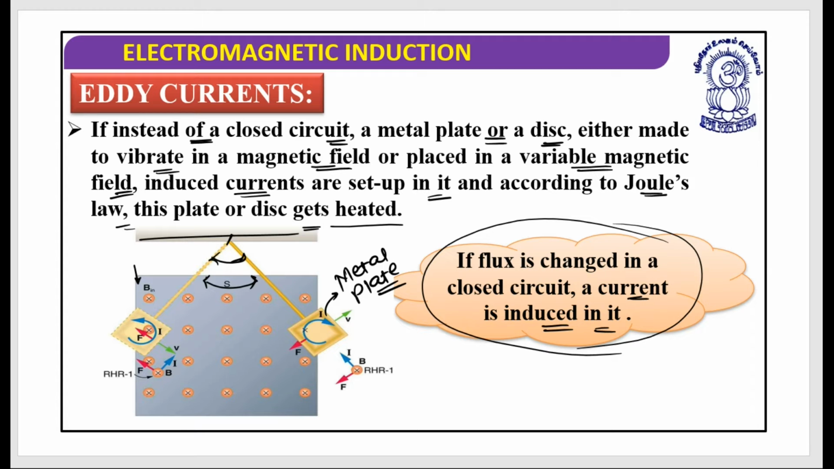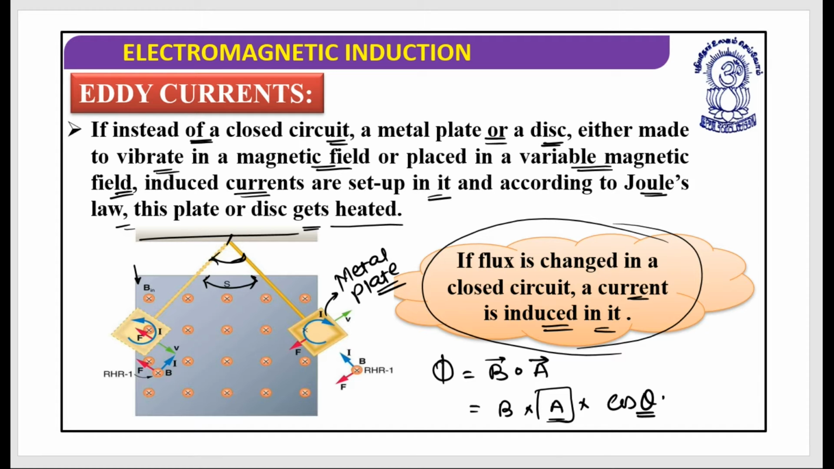So remember, what is flux? We can say that it's B dot A. When I say it's B dot A, it is B A cos theta. So we need to change at least any one of these to change the flux. Now which parameter is changing in this case? Which parameter? I will say area is changing.